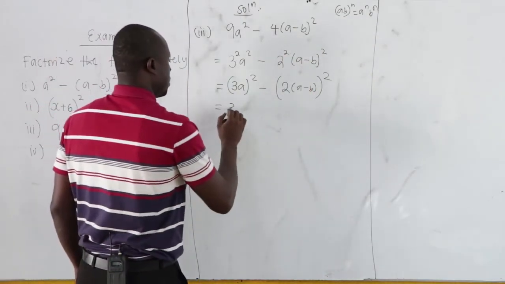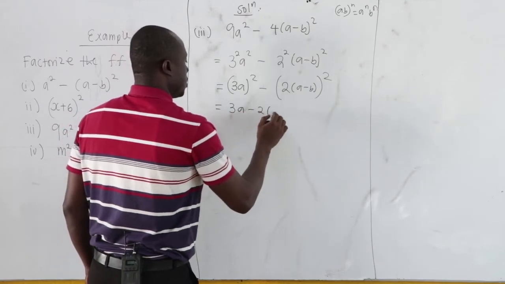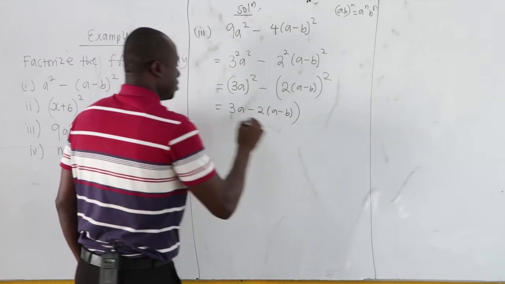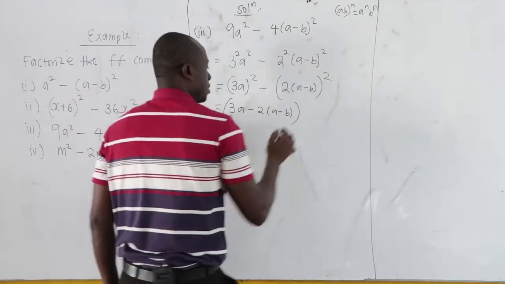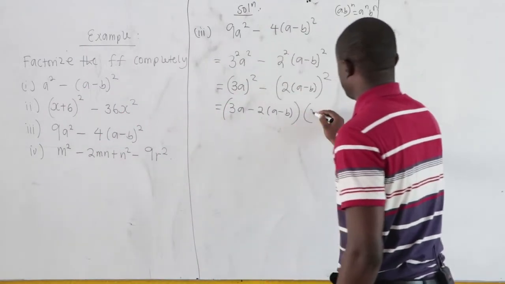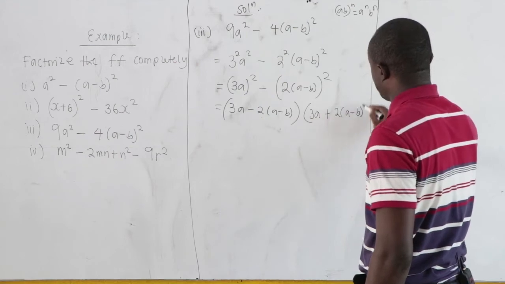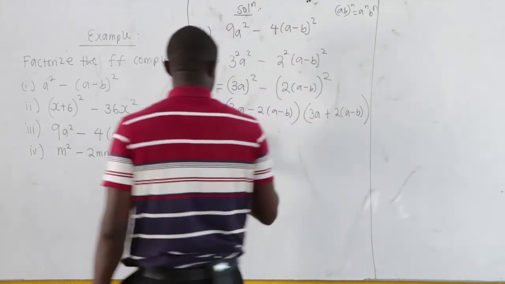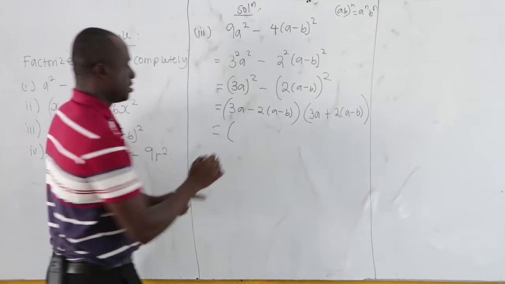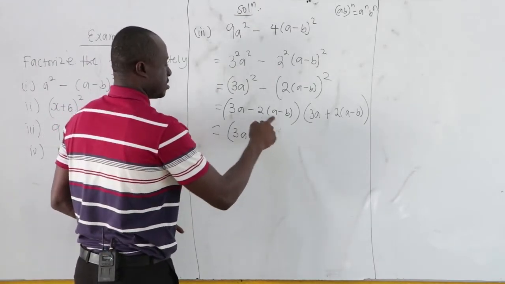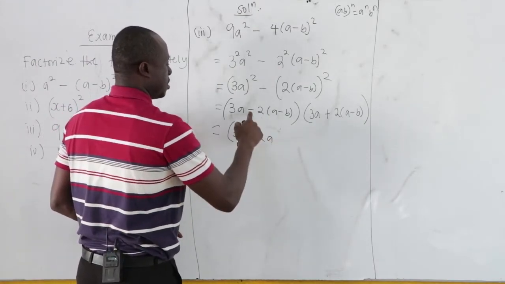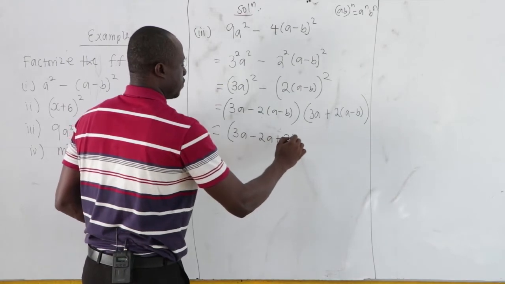Now from here, this is the same as (3a − (2a − b)) times (3a + (2a − b)). This is what we have. So from here, the first factor is 3a, and this time the negative 2a, and negative times negative gives positive, so you have positive b.